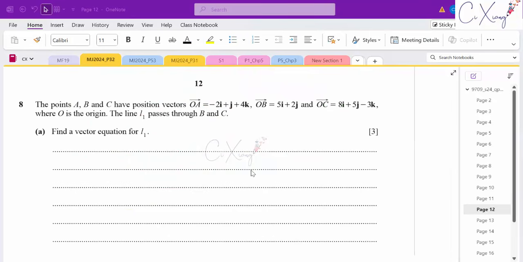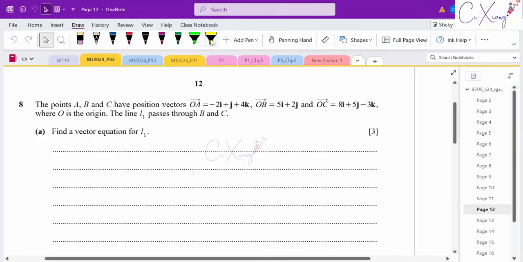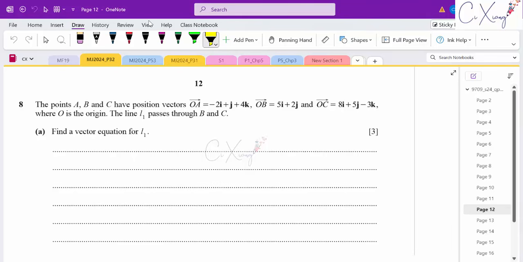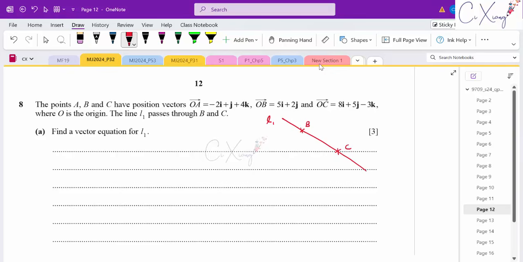Okay, so we are now at question number 8. We are given points A, B, and C with the position vectors. Then line L passes through B and C. So find the vector equation for line L. If I'm having the line L like this, and it passes through the point B and point C, then to form the vector equation, we need two important parts. We need the passing point, and we need direction.